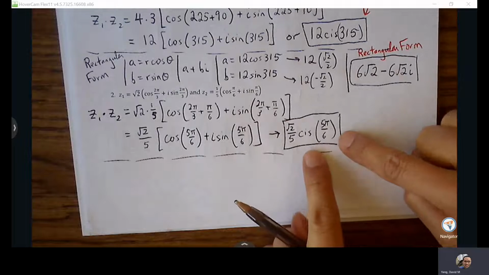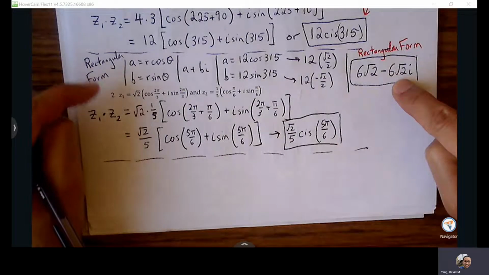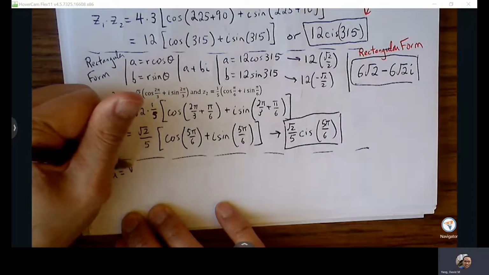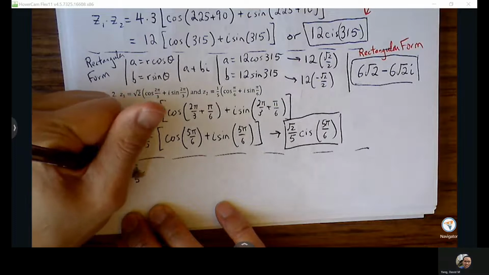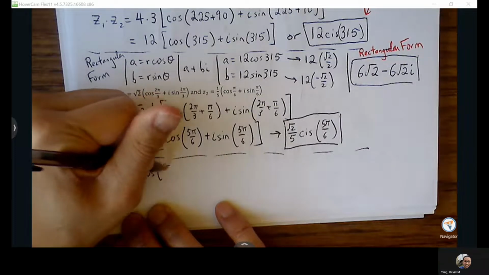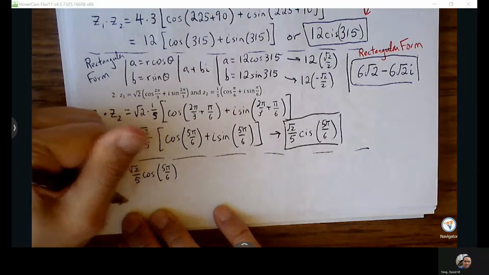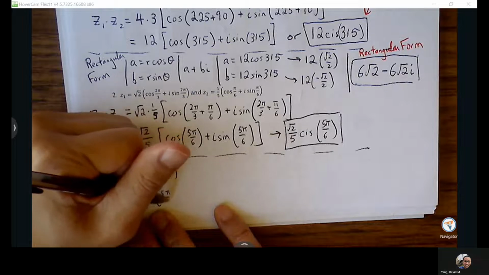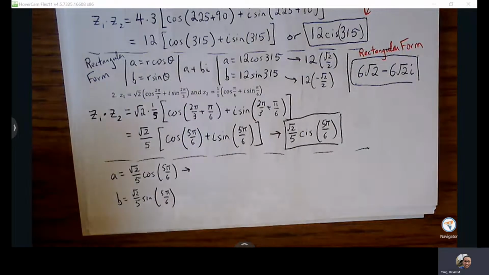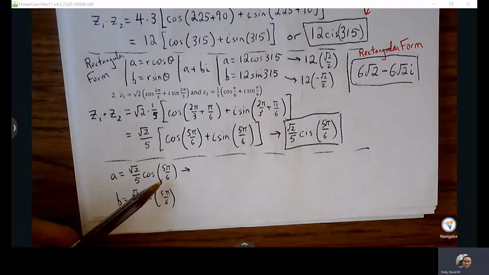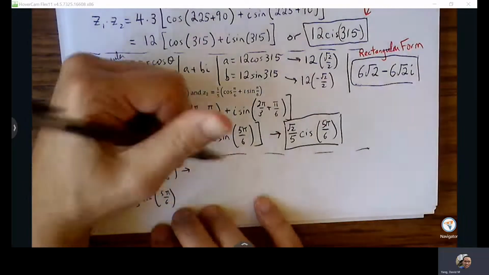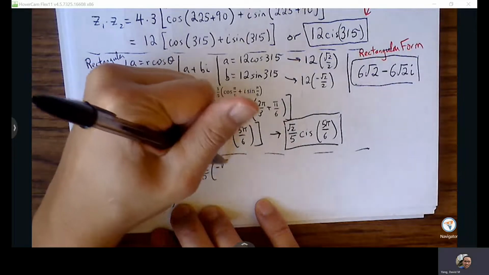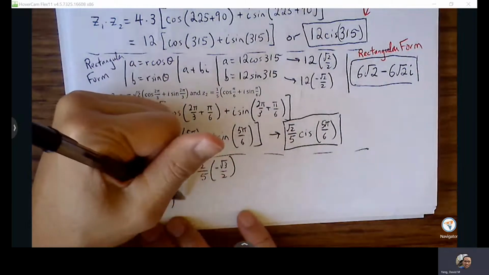Okay, once you get to polar form, take the additional step to convert it to rectangular form. Cosine is going to be negative in the second quadrant. Sine is going to be positive there.